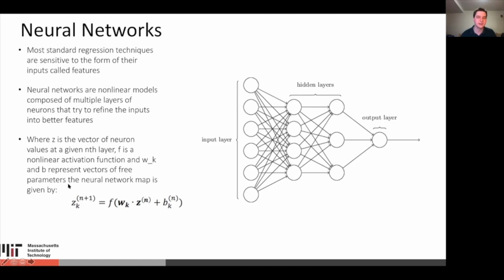The general equation for one neuron, from one neuron layer to the next, is here, where W_k is a matrix transforming the results from the last layer, and this bias term b_k, and then some nonlinear activation to give you the next layer.